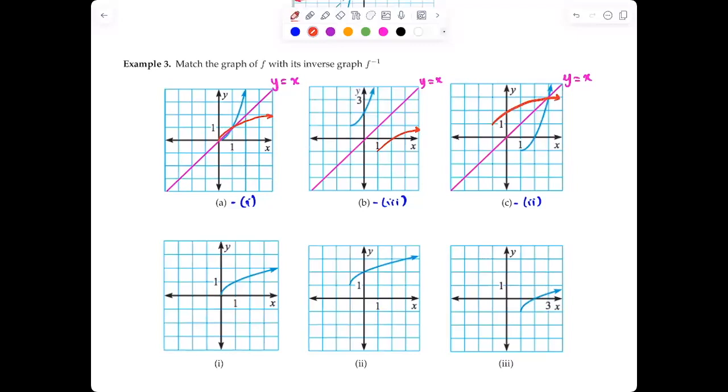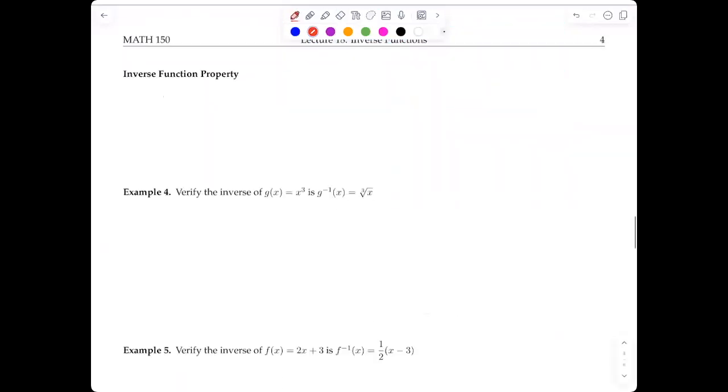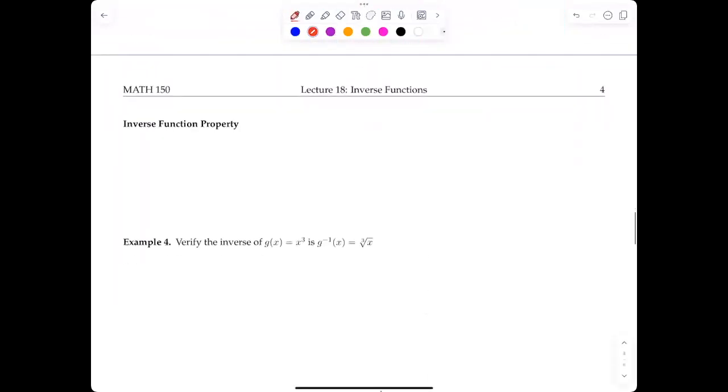So far, we find inverse functions using a set, using a table of values, and using graphs. Now we're going to move on to finding inverse functions of the original function algebraically. Before we do that, we need to check one thing, this is the inverse function property, or another name, the cancellation property.